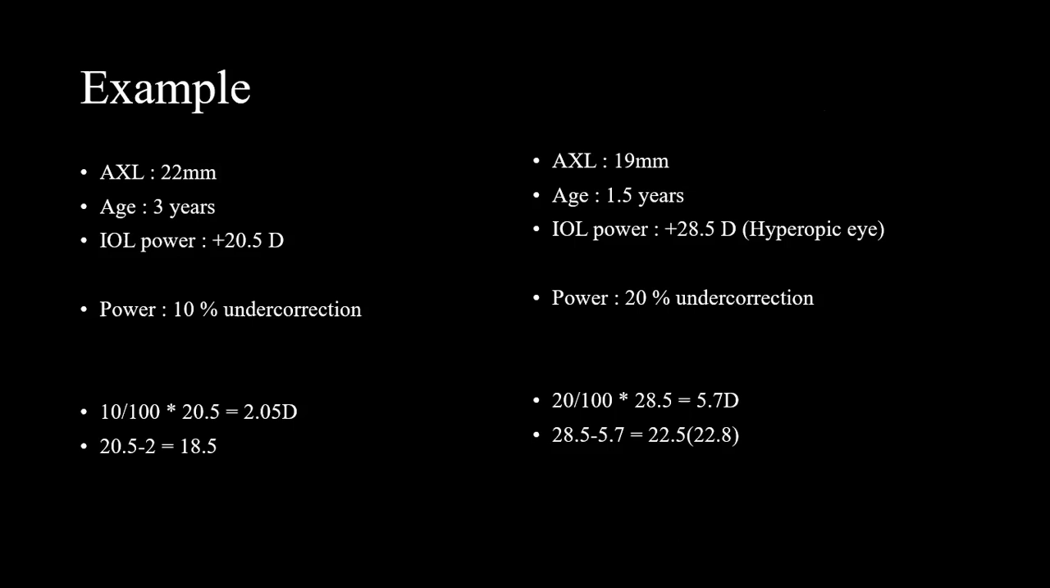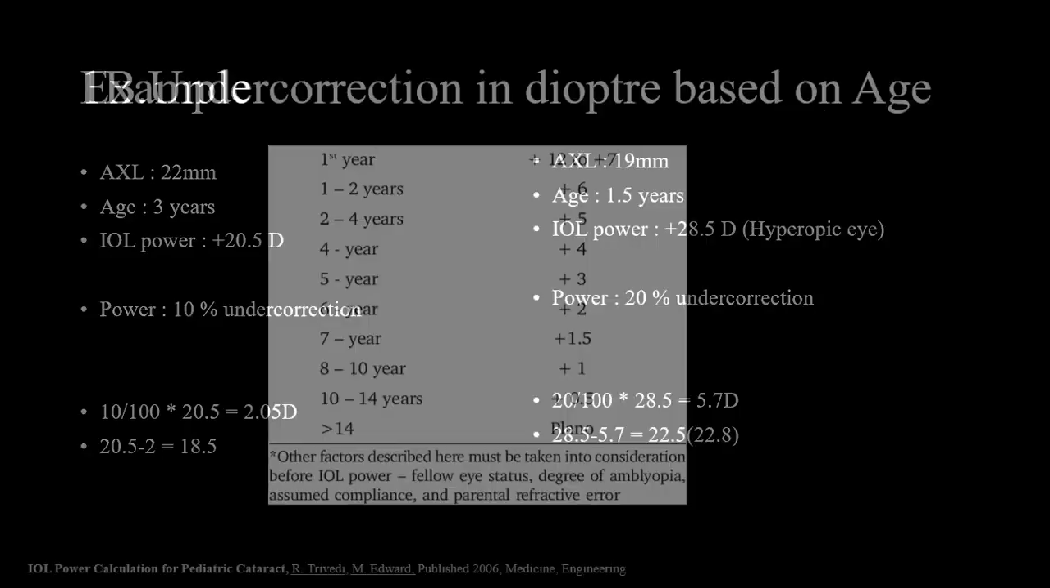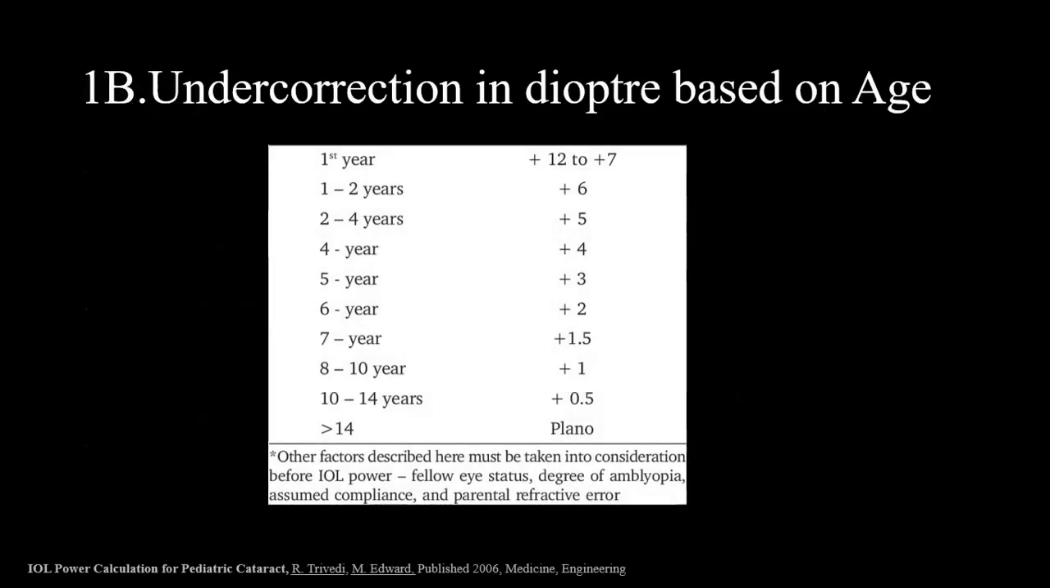So 10% of 20.5 is going to be 2.05. So that we have to subtract from the IOL power, that is 20.5 minus 2, which is going to be 18.5. So that will be the IOL power that we are going to implant. So undercorrection based on age and diopter. So if this is the age, this is the amount of dioptric undercorrection that we are going to do.